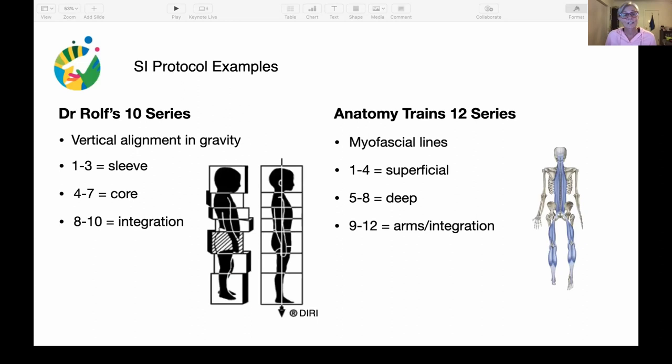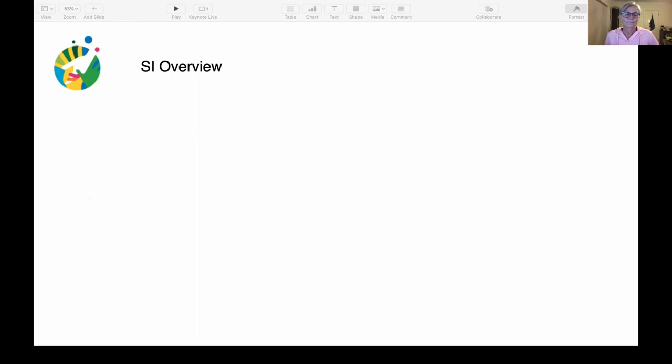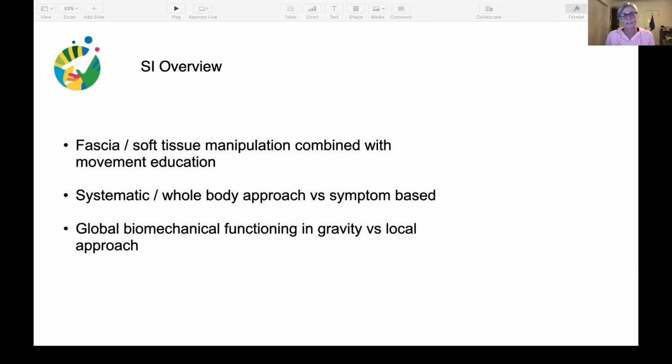So we shared the start. Dr. Ida Rolf, we acknowledged, was the founder. And then we shared that some of the teaching has been adapted from Dr. Rolf's 10 series to the Anatomy Trains 12 series with Tom Myers. And there are other schools that have developed their own protocols and procedures. We explained the approach to working the body around education of the soft tissue and the person, how it is whole body rather than system based, and functioning in gravity, so life rather than just lying on a table.